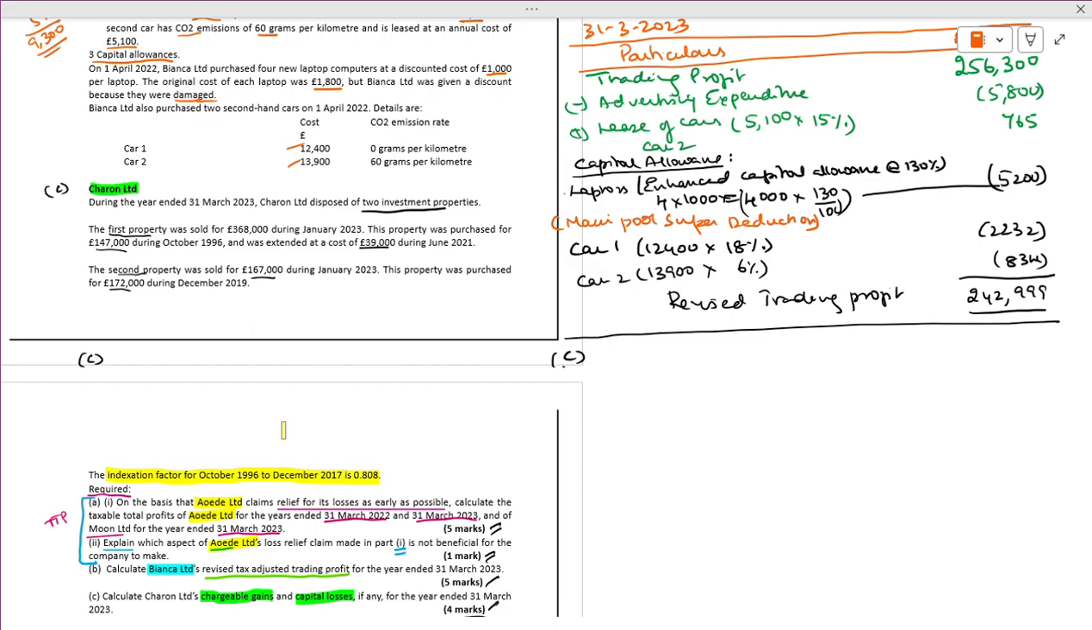The first property, see where we have to apply indexation allowance and where we should not apply indexation allowance, that is very important. The first property was sold in 2023. The second property was sold in 2023. Both have been sold in January. The properties were purchased in 1996. Here the property was purchased during 2019. This property was purchased and was extended at a cost.